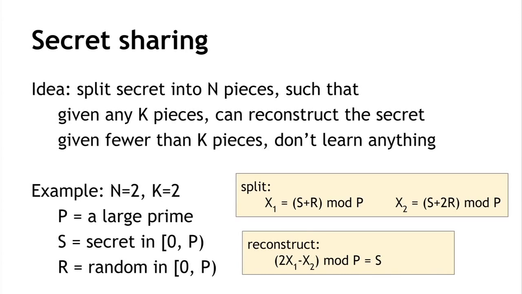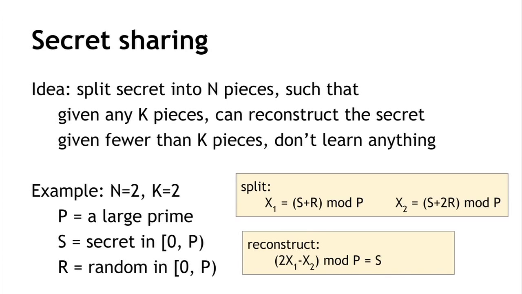But given only one of the shares, it turns out we don't learn anything. To see why that is, consider x1. We took s, which is the secret, but we added to it a random number, which could take on any value between 0 and p minus 1 with equal likelihood. And if you think about it, you can convince yourself that the result of s plus r modulo p is equally likely to take on any value between 0 and p minus 1, and that's true regardless of what s was. And so this share by itself just looks like a purely random number and doesn't convey anything about what the value of s might have been.